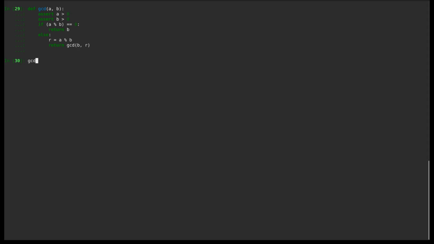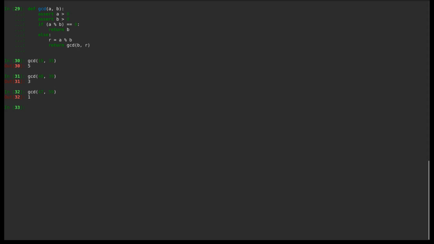And we can test it. GCD 15 35. GCD 48 39. GCD 47 59 1. So that's all well and good. So we have this wonderful GCD algorithm.